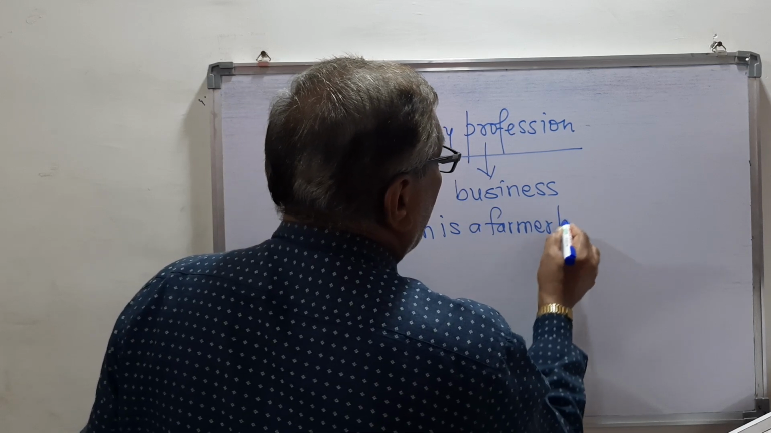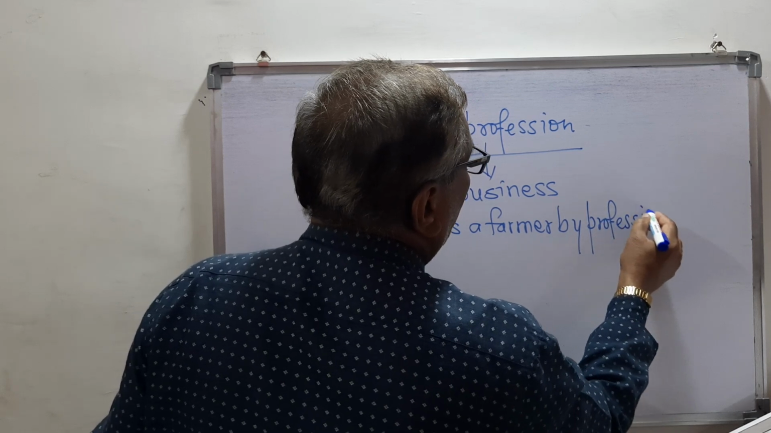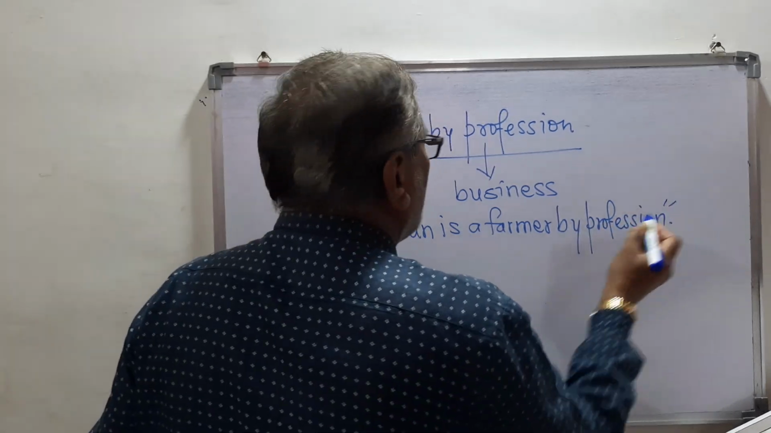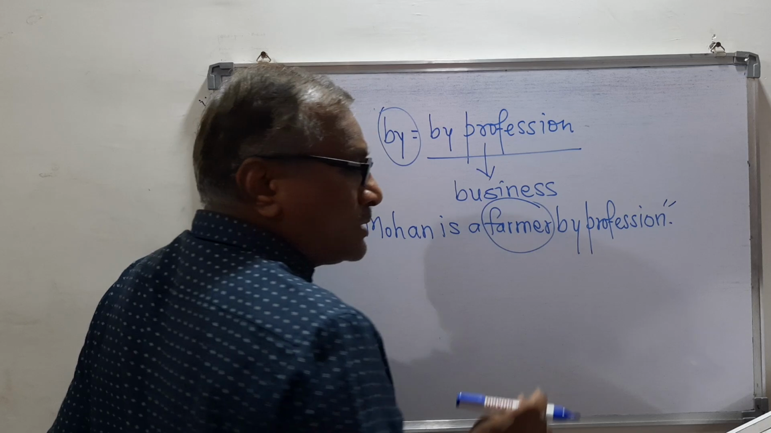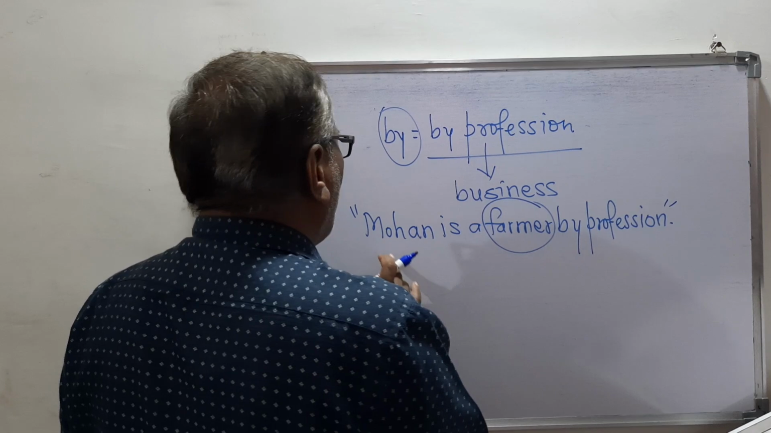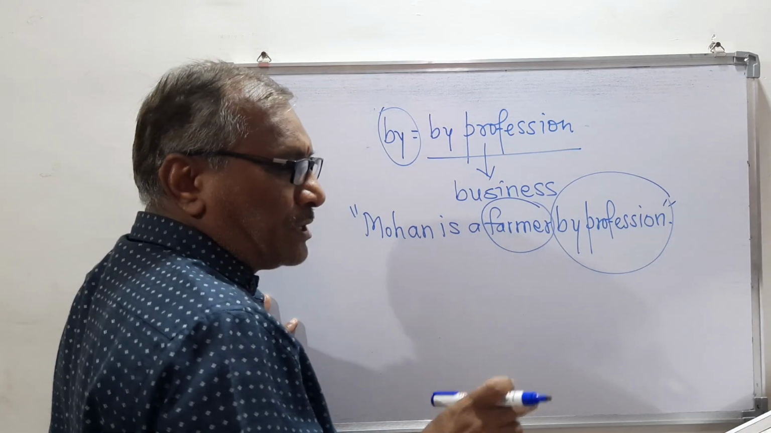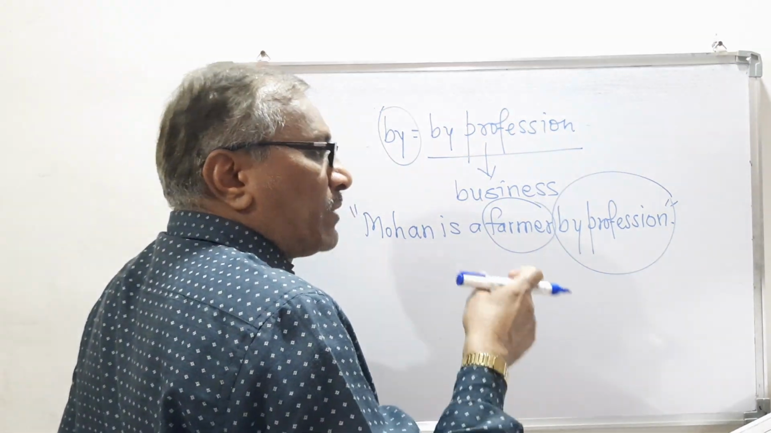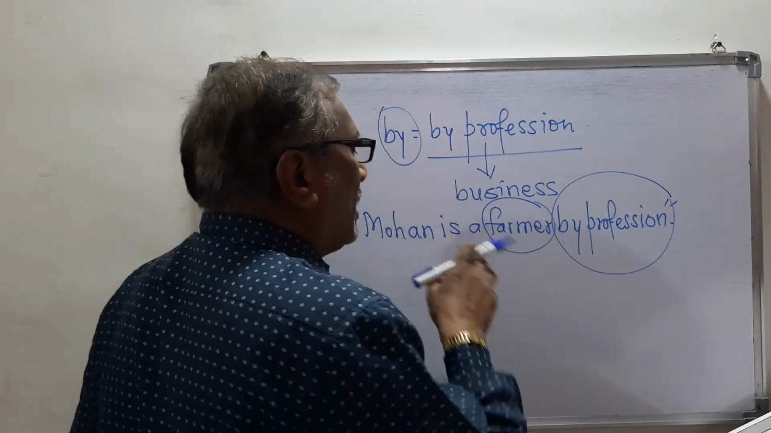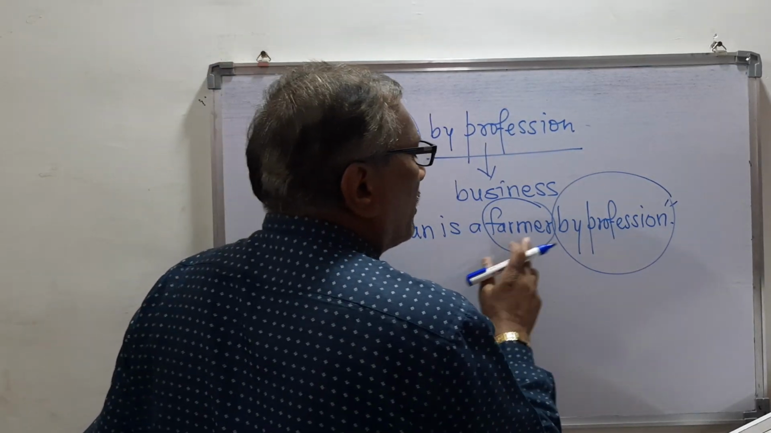And so see, Mohan is a farmer by profession. Remember, so I will explain that. Mohan is a farmer means Mohan is working in the farm, and that's why Mohan is a farmer by profession. Means by profession means his profession is his job, his work is farming, and that's why here the example is Mohan is a farmer by profession.